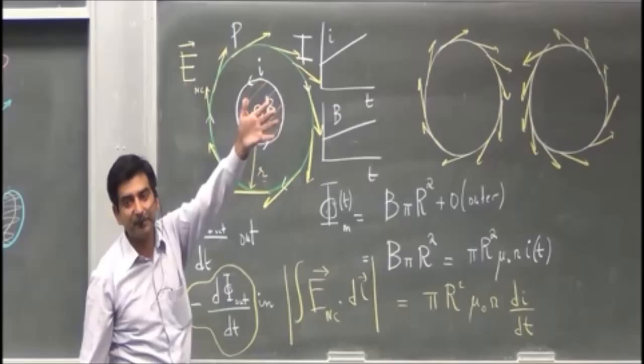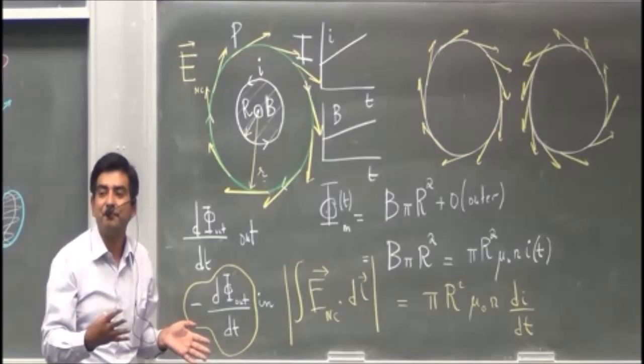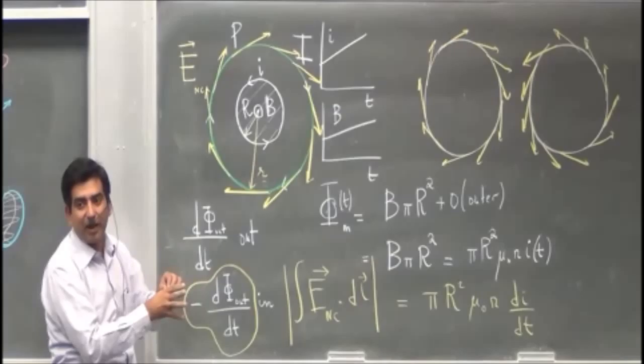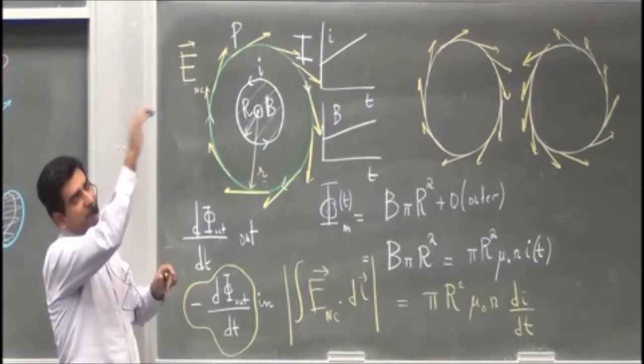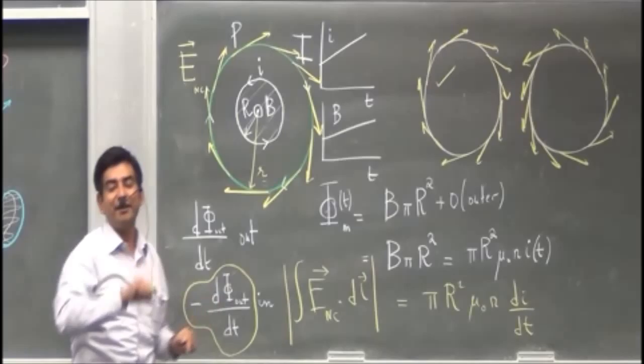Now here what's happening is that the flux with time is coming out and it's increasing in magnitude, because the current is going up. So d phi by dt tells you how much flux we have per unit time, and it's coming out. More flux is coming out per unit time. So minus d phi by dt is pointing into the plane of the paper here. So I have my thumb pointing in the direction of minus d phi by dt, and the fingers will point in the direction of the electric field. So this is the correct direction.